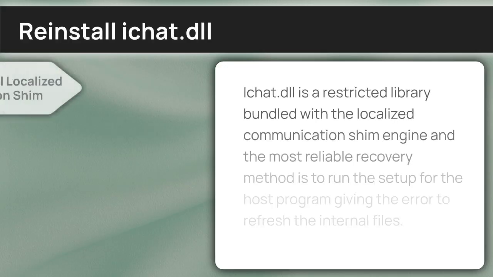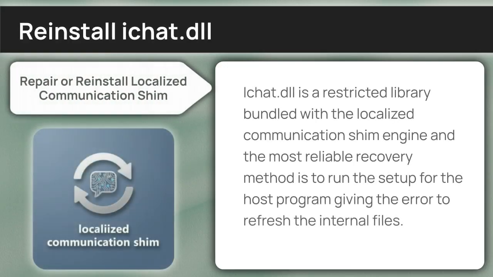Ichat is a restricted library bundled with the localized communication shim engine, and the most reliable recovery method is to run the setup for the host program, giving the error to refresh the internal files.